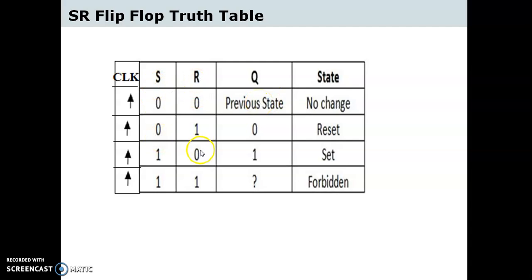When S equal to 0, R equal to 1, that time the main output, that is the Q output, is 0. That's why we can call this condition a reset condition. Similarly, when S equal to 1 and R equal to 0, that time the main output Q is high. We are getting that output as high. That's why we can say this condition is a set condition. The last condition, when S equal to 1, R equal to 1, that time both the outputs, that is Q and Q bar, we are getting high, but the outputs Q and Q bar should not be the same. That's why this condition is a forbidden condition or invalid condition.